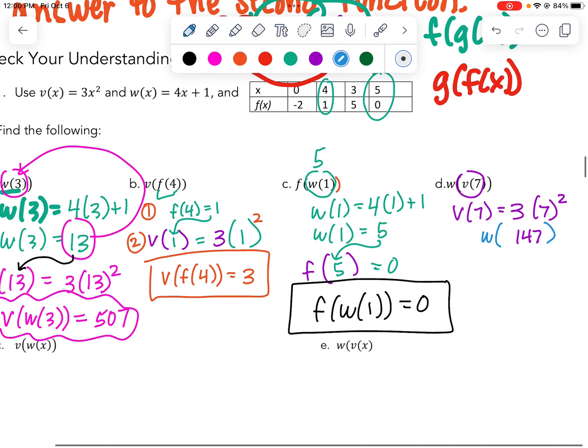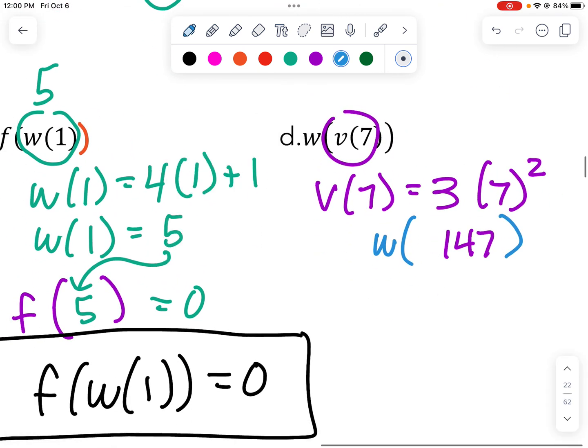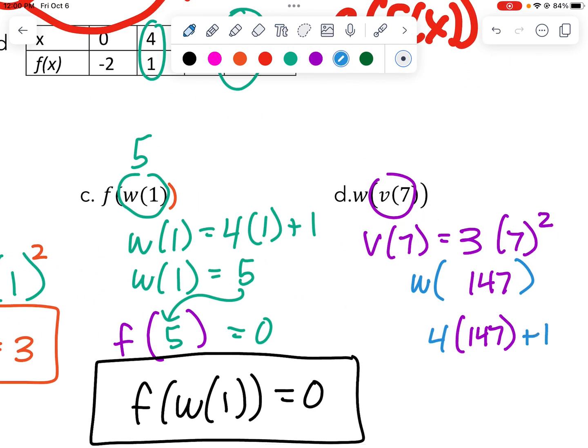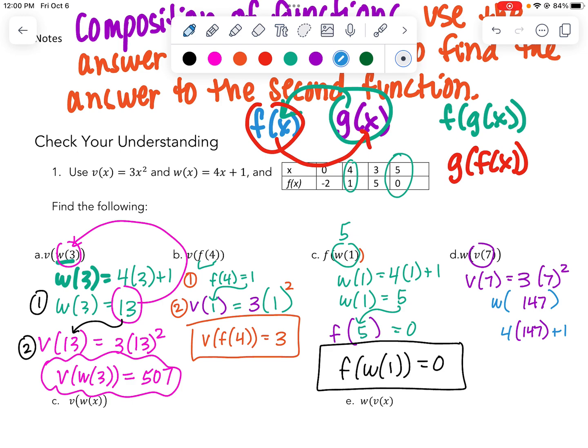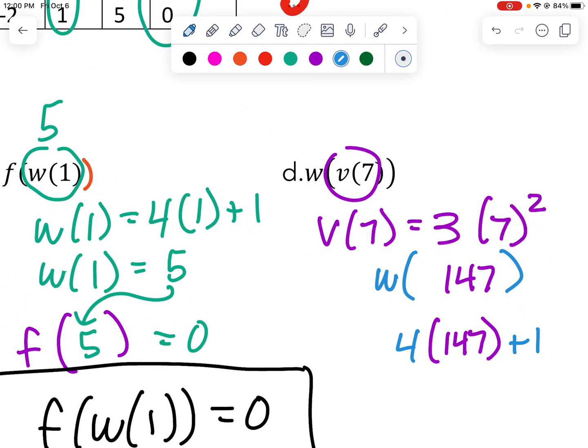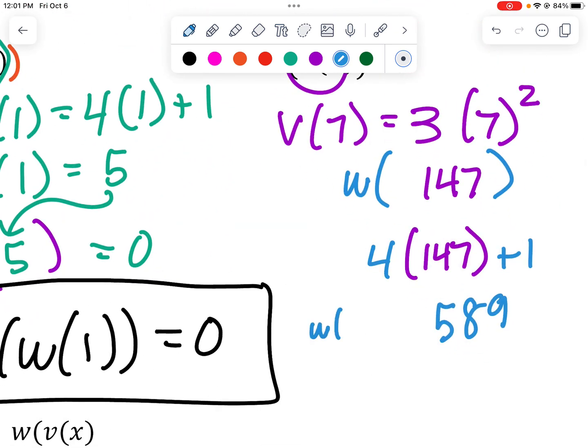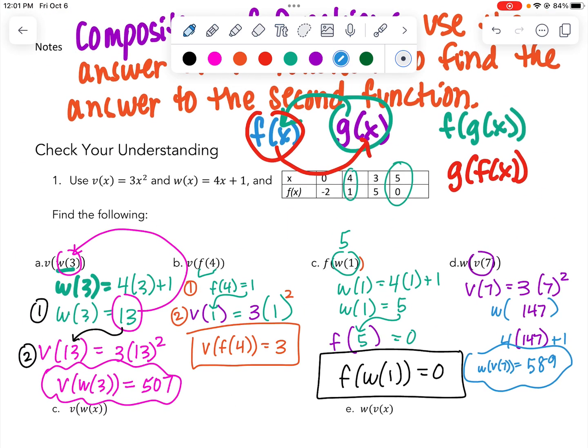Okay, so now we do w of 147. W of 147 would be this function, so 4x plus 1. Okay, so let's plug in. So it'd be 4 times 147, and then it's plus 1. And then our final answer, it'll be pretty big. 4 times 147, 588 plus 1. So it's going to be 589. So the final answer, we would say w of v of 7 equals 589.